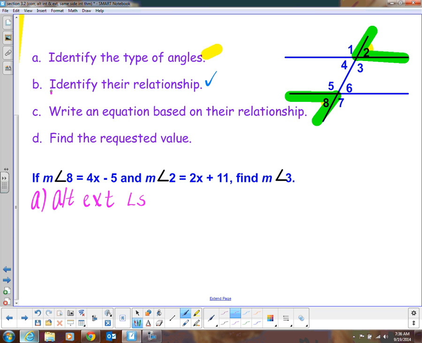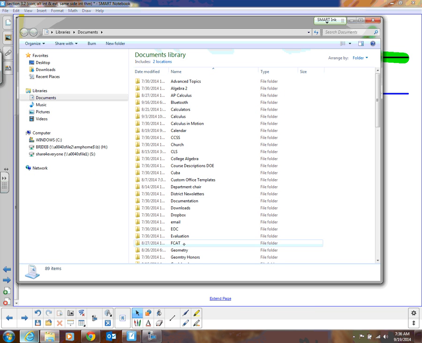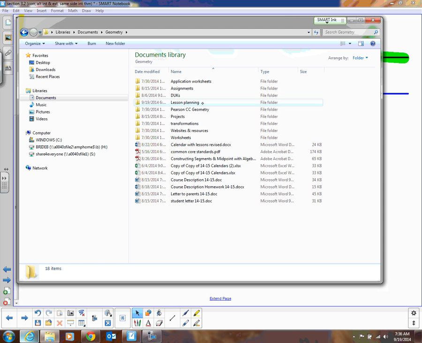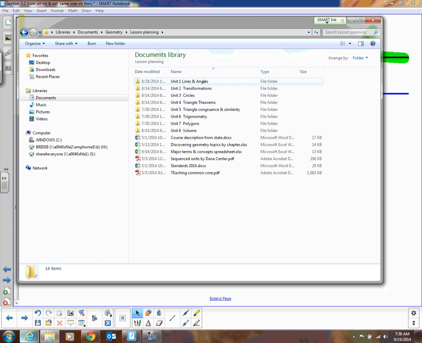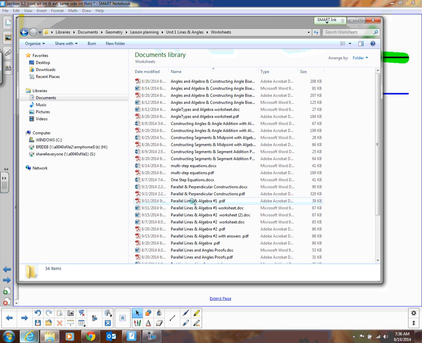I think you have to justify. I'm pretty sure you have to justify. I'll be really upset if I forgot to do that. Hold on, let's go look at this worksheet. You're going to have a worksheet. There's some book problems also. Just don't assume that this is the only assignment. This is parallel lines in algebra number 1.